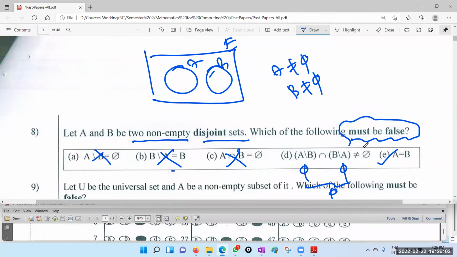So therefore this must be false. Because what we get is this must be 5, but your answer says it is not 5. No, there's no way it is not 5. Because A minus B is definitely 5. B minus A is definitely 5. Therefore 5 intersection 5 is 5. So therefore this is also an answer. Anyone got the answer as D and E?